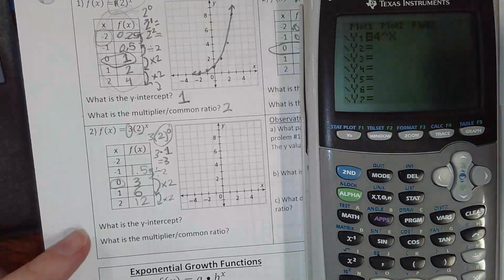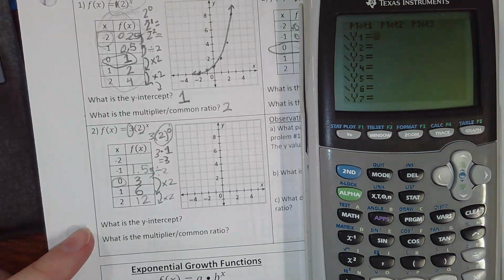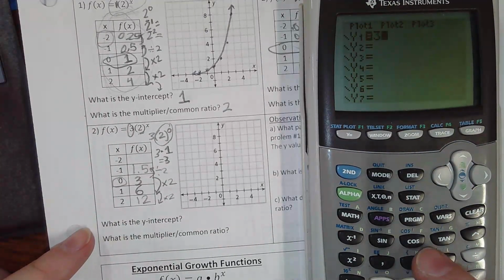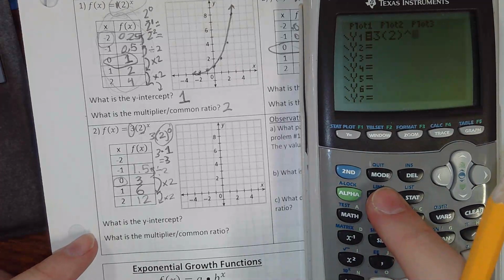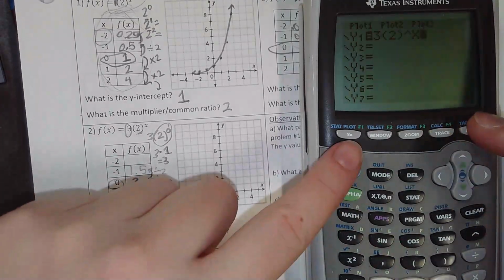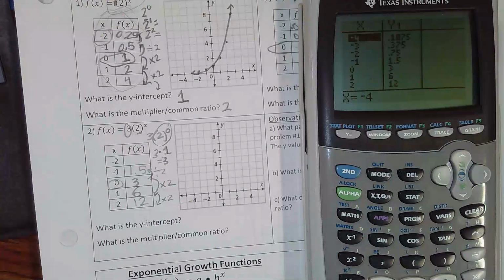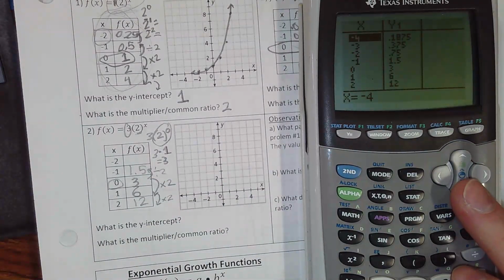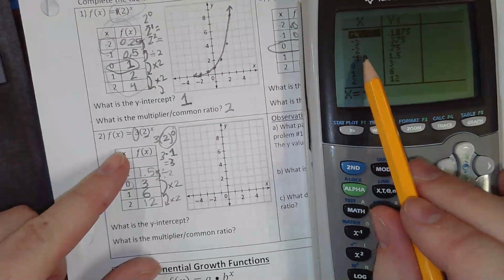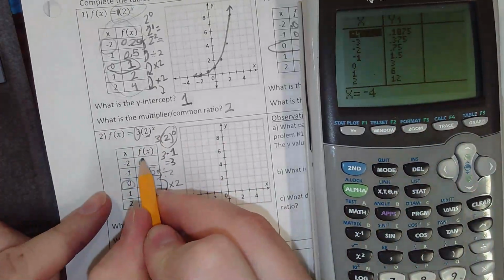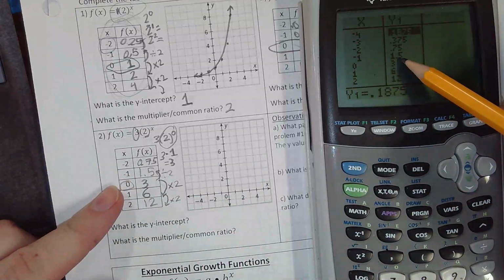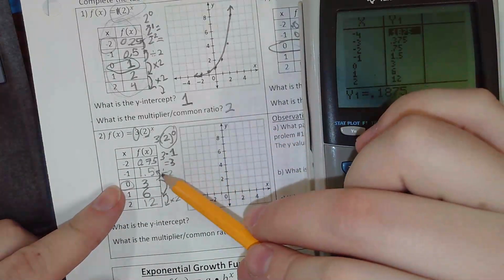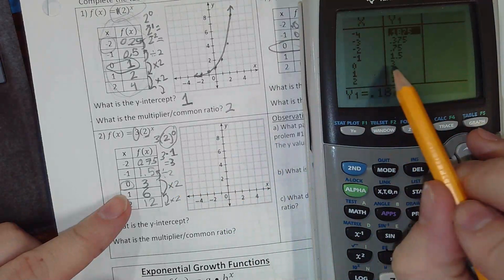Y equals, type in the equation, 3 times 2 to the power of x. Table. And there we go. We have all the numbers we could need. Negative 2 says 0.75. Negative 1 says 1.5. 0, 3, our starting value.